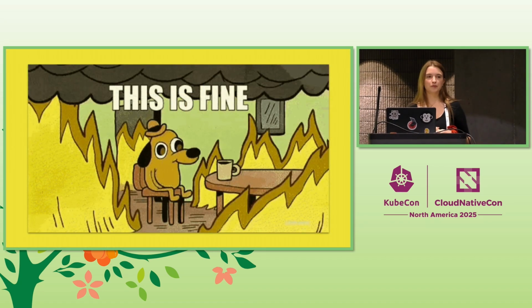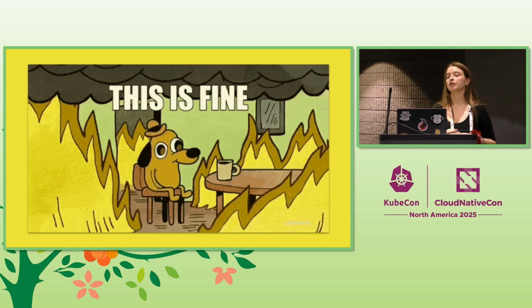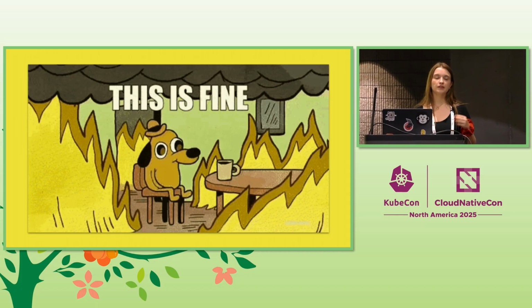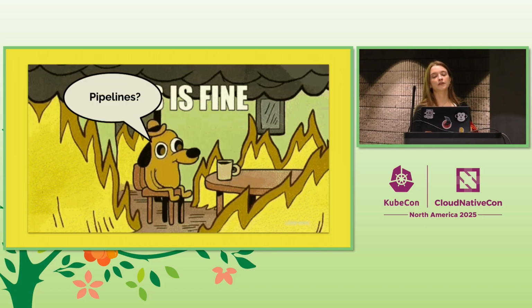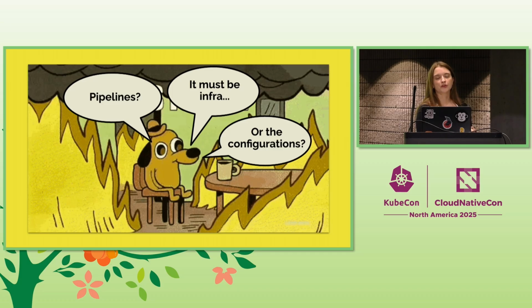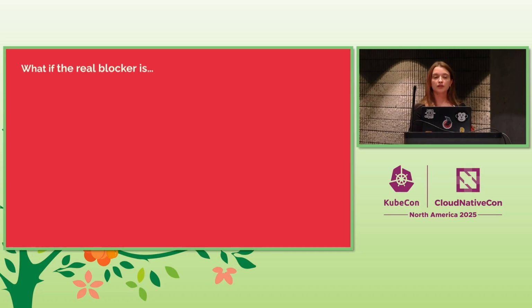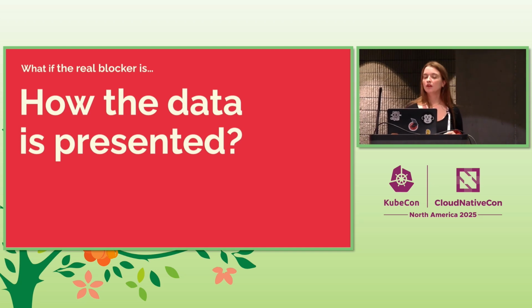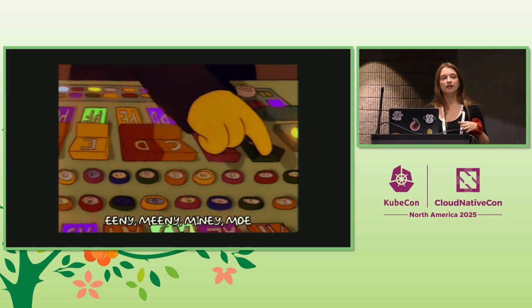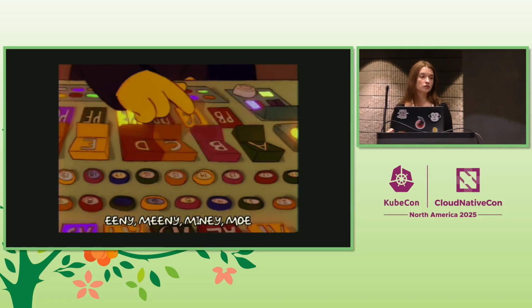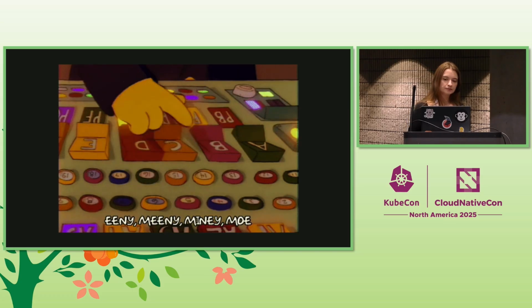And probably you've been there at least once in your career if you're an engineer. The interesting bit about these situations is that we tend to blame the tech. So we start asking ourselves, okay, maybe it's related to the pipelines, or it must be related to infrastructure or the configuration. But what if the real blocker is how the data is presented? Because if during an incident a dashboard makes you more confused, that's probably not a data issue, it's a usability failure.